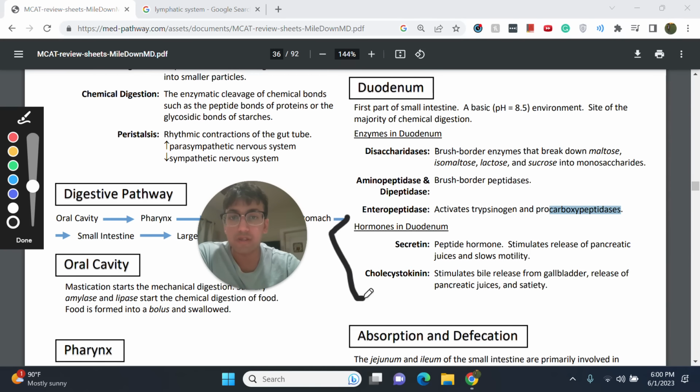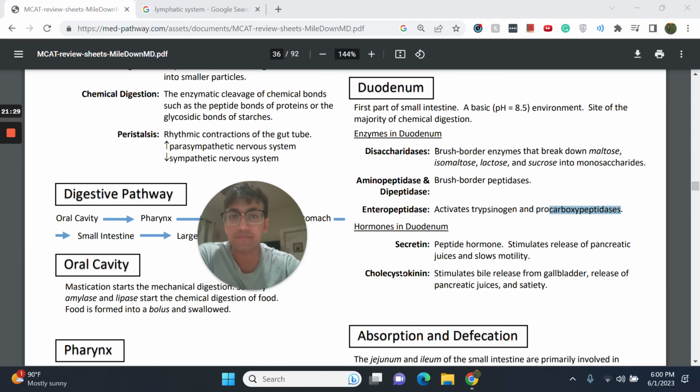Now, the hormones in the duodenum are secretin and cholecystokinin. Secretin is a peptide hormone, and it stimulates the release of pancreatic juice. And that pancreatic juice is basically helping you to break down your food. This slows motility a little bit. Cholecystokinin stimulates bile release from the gallbladder. And cholecystokinin also helps you release pancreatic juices, and also, if you remember, increases satiety.